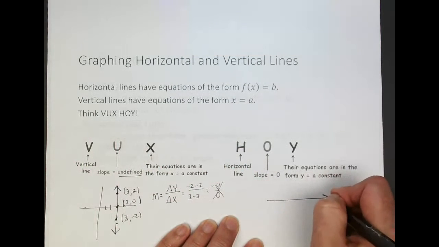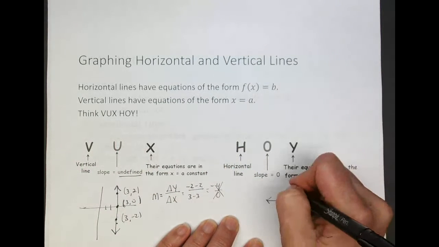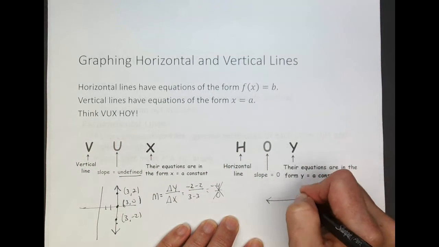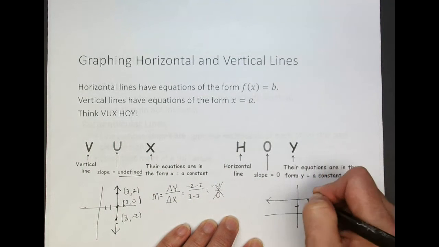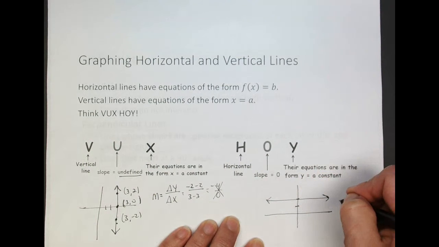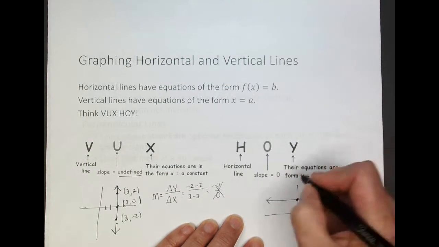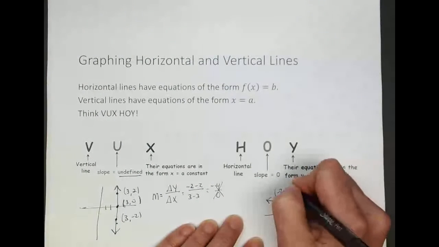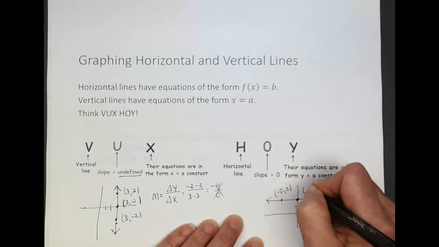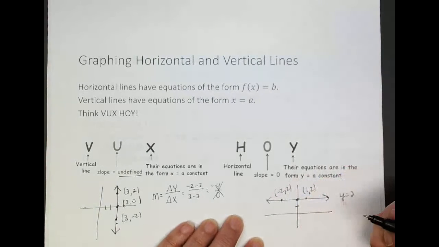Well, by the same thought process, if I have a horizontal line here at, let's just say, y equals 2, right? Coordinates of some points on that line. We may have negative 2, 2. We may have 1, 2. Those are 2 points on that line.